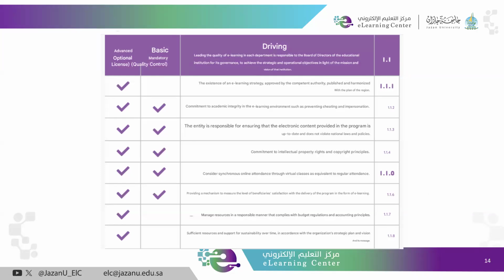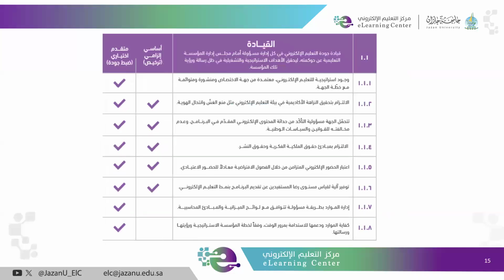Resources should be managed responsibly, following budgetary and accounting guidelines to ensure the sustainability of the e-learning program. And the last one is educational resources and support must be provided to sustain the program over time, aligned with the institution's strategic plan and vision. So each item in the table represents an area where quality standards should be applied to ensure that the e-learning program is reliable, fair, and sustainable. The checks indicate the minimum, basic, and advanced option, as I told you before. For license, the minimum requirement is this one, Asasi.